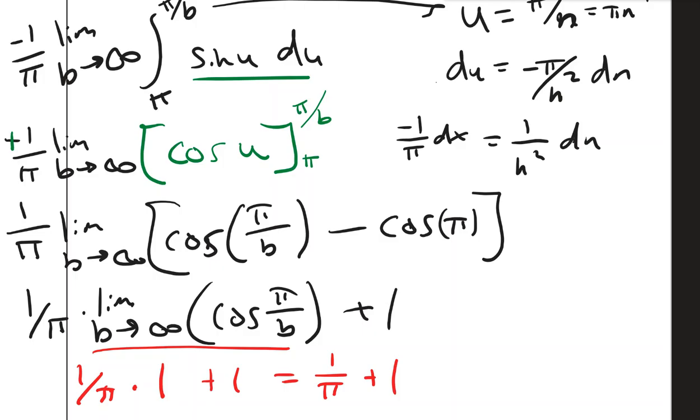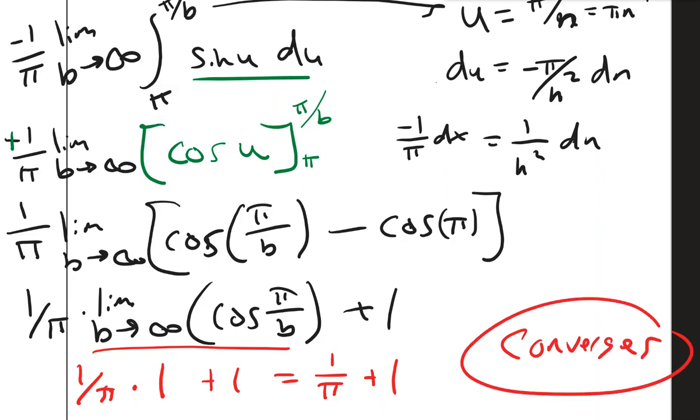So this converges, but it does not converge to that. Again, the fact that this is a number tells you it converges, but that's not what the series converges to. We don't have enough information to figure out what it converges to.